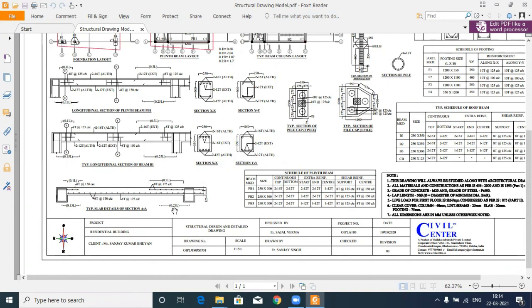This is the cross section of this beam and this is the longitudinal section of the roof slab. Here you can see this is the schedule of plinth beam. With the help of this table, you can know the size of plinth beam and how the reinforcement we are going to provide.